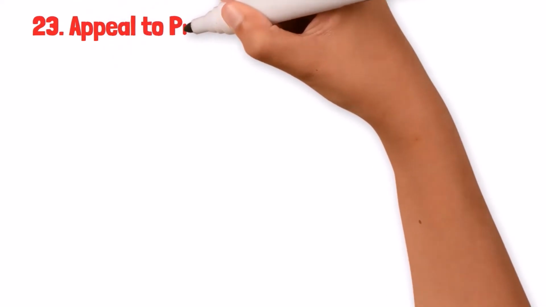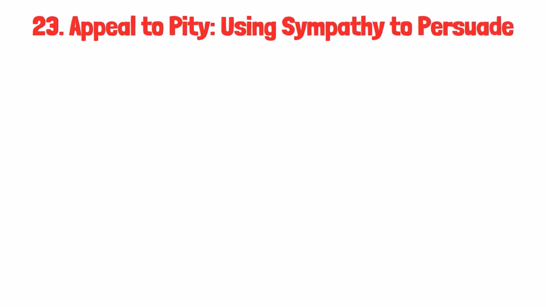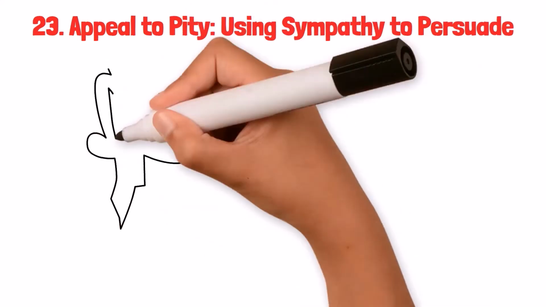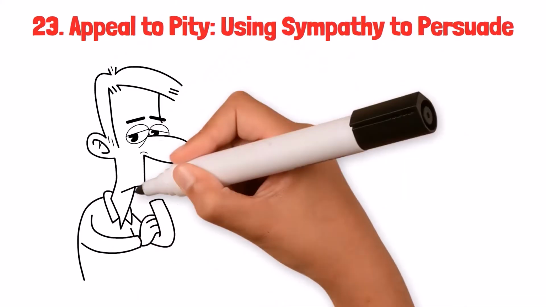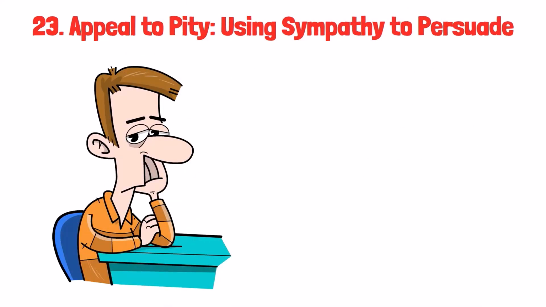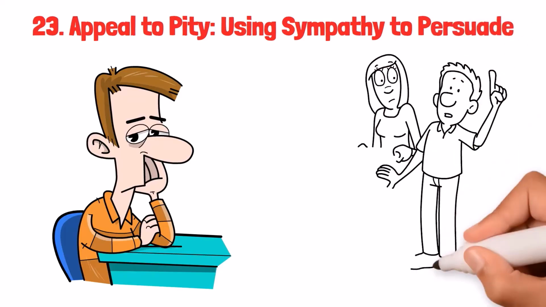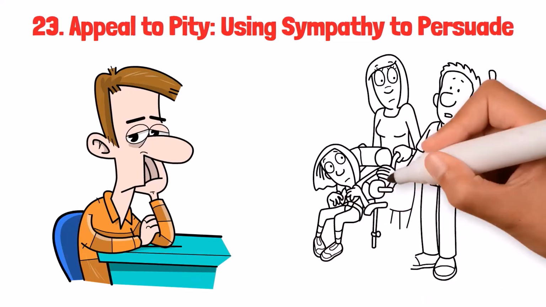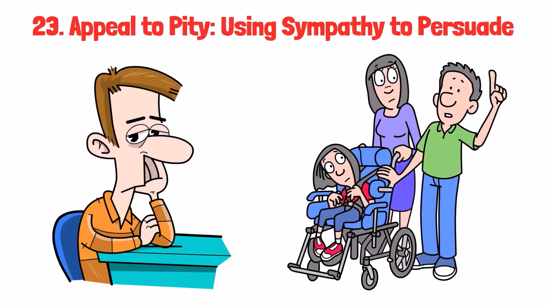23. Appeal to pity, using sympathy to persuade. Appeal to pity is a technique that seeks to persuade by evoking sympathy or compassion from the audience. This technique is often used to manipulate emotions and elicit a sense of guilt or responsibility. For example, a charity campaign might show images of suffering children and ask for donations, using the emotional impact of the images to prompt action.